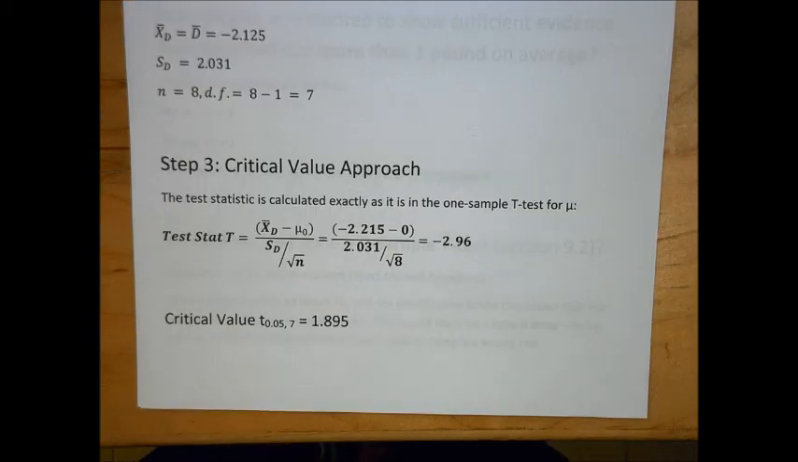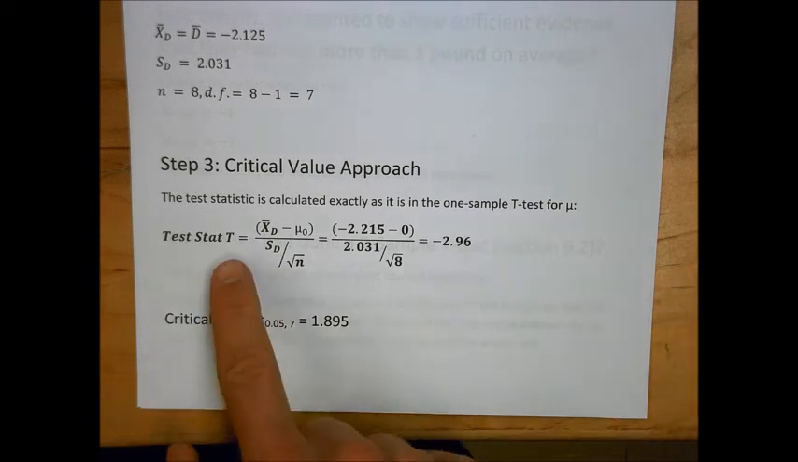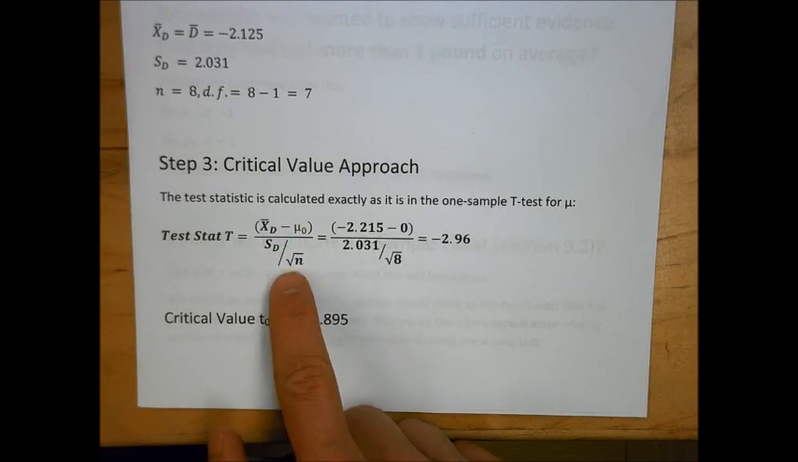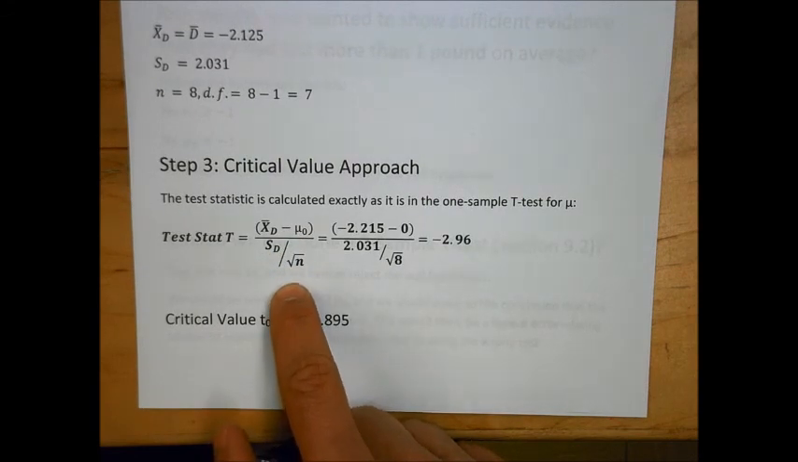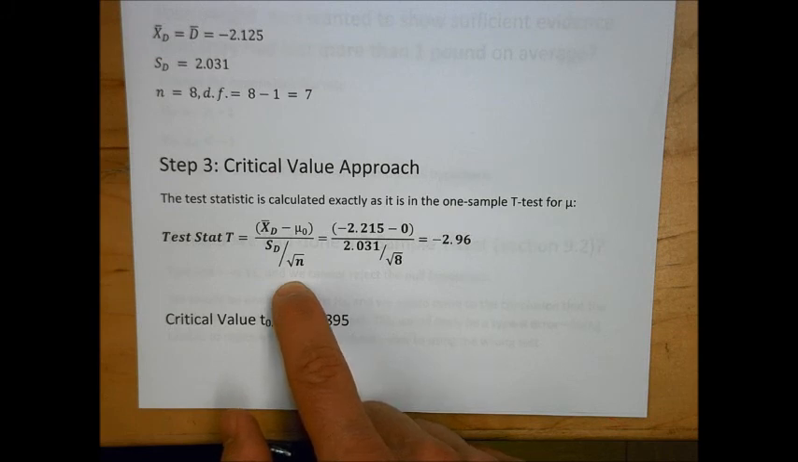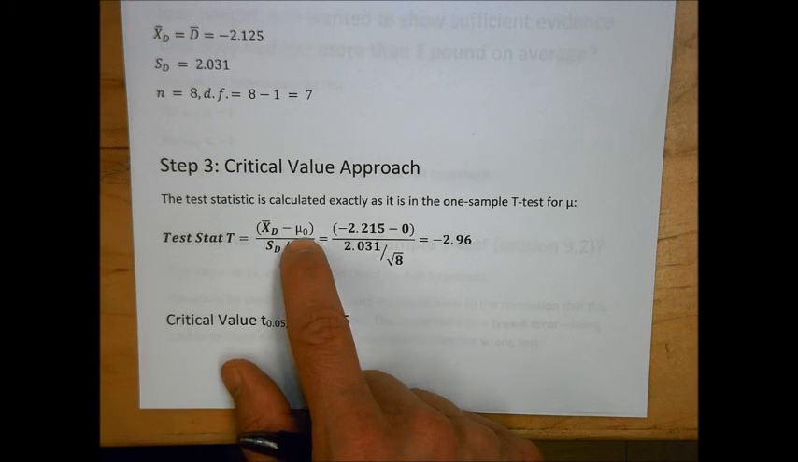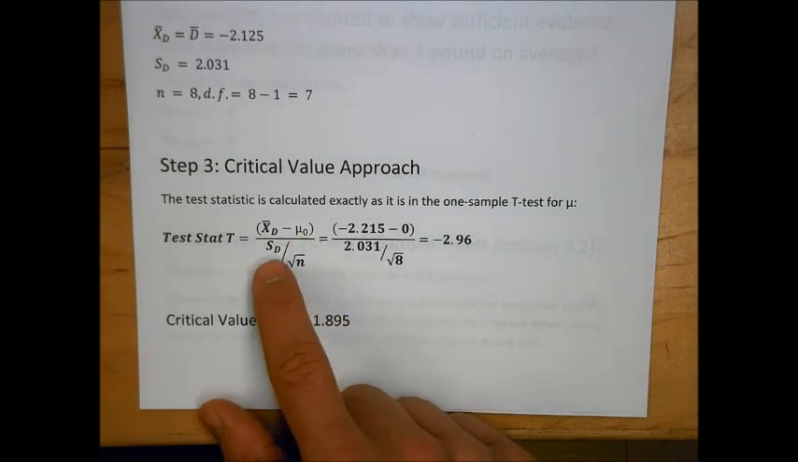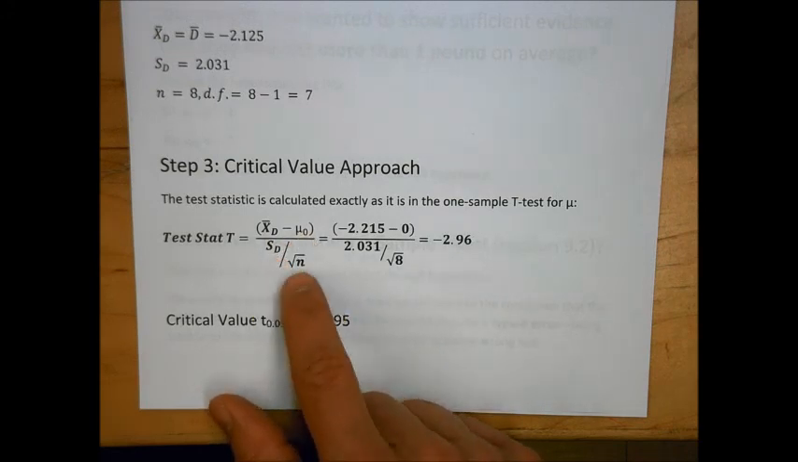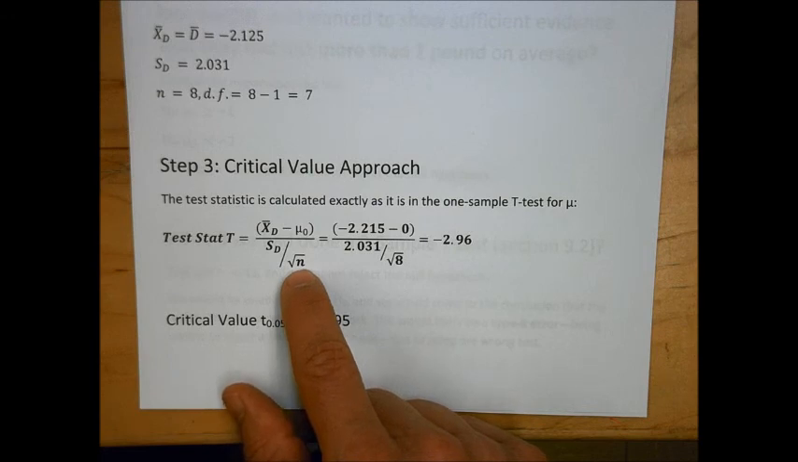In our critical value approach, we need to find a test statistic and a critical value. Here we'll be using a t-distribution again for our test statistic. The test statistic you may recognize. It's calculated in the exact same way we calculated for t-tests for one sample means tests. We take the difference of the sample mean and the hypothesis mean, and we divide by the ratio of the standard deviation over the square root of n.